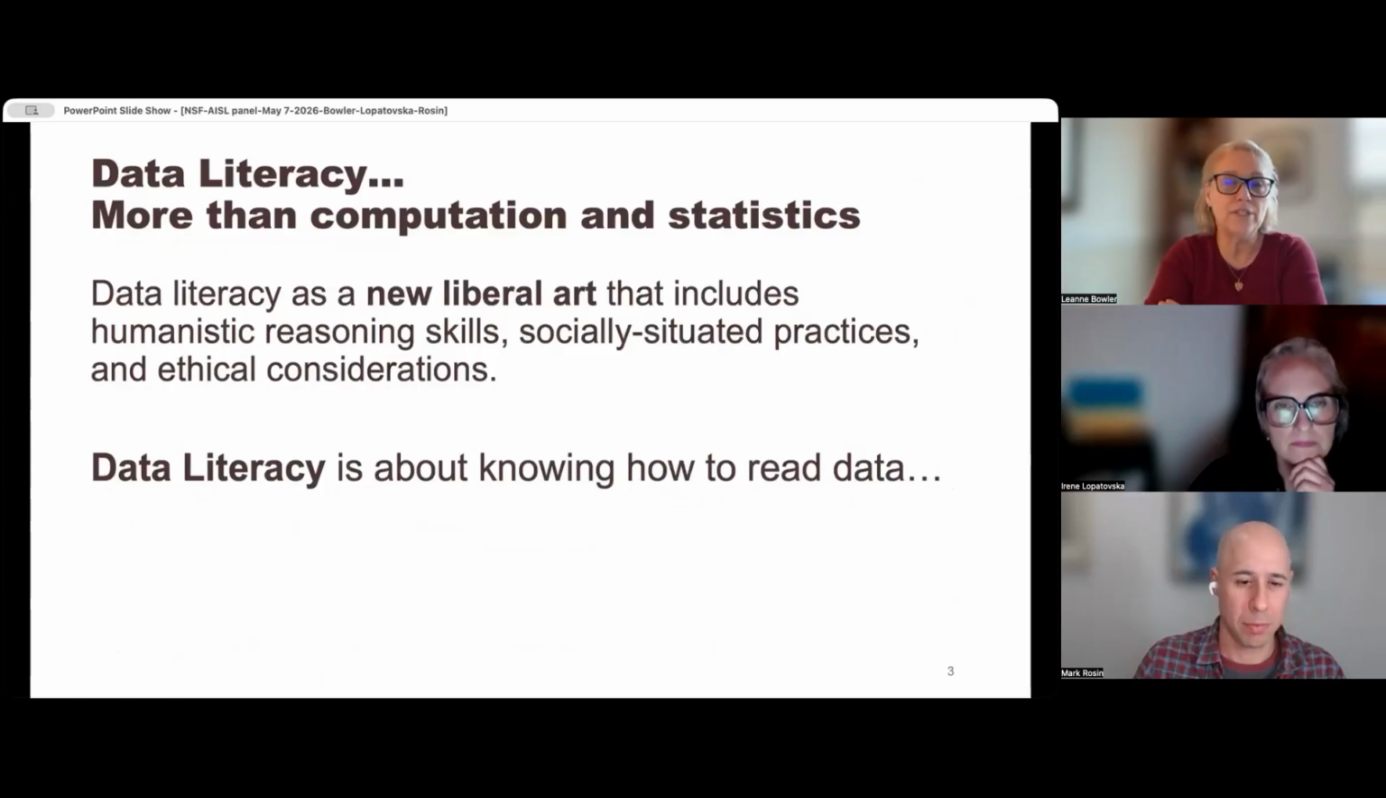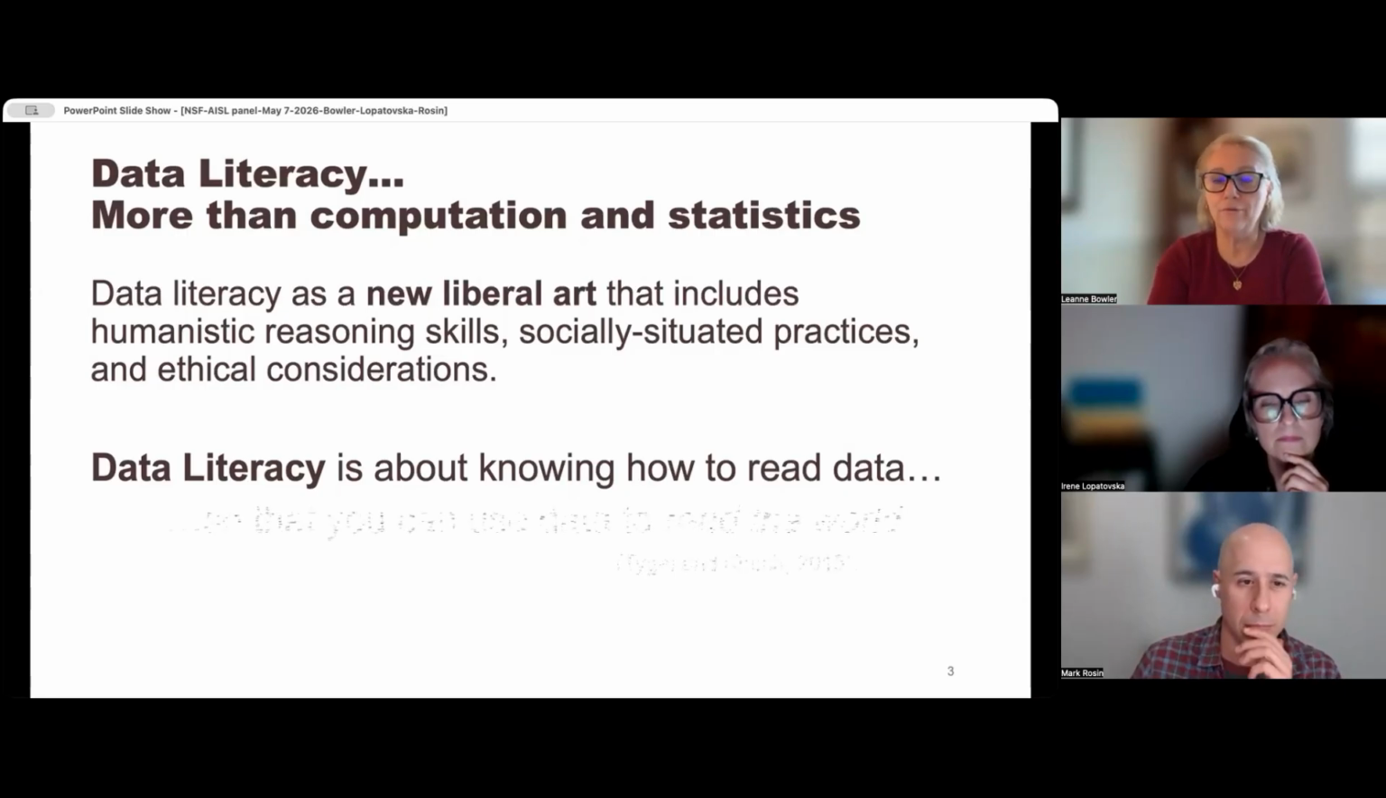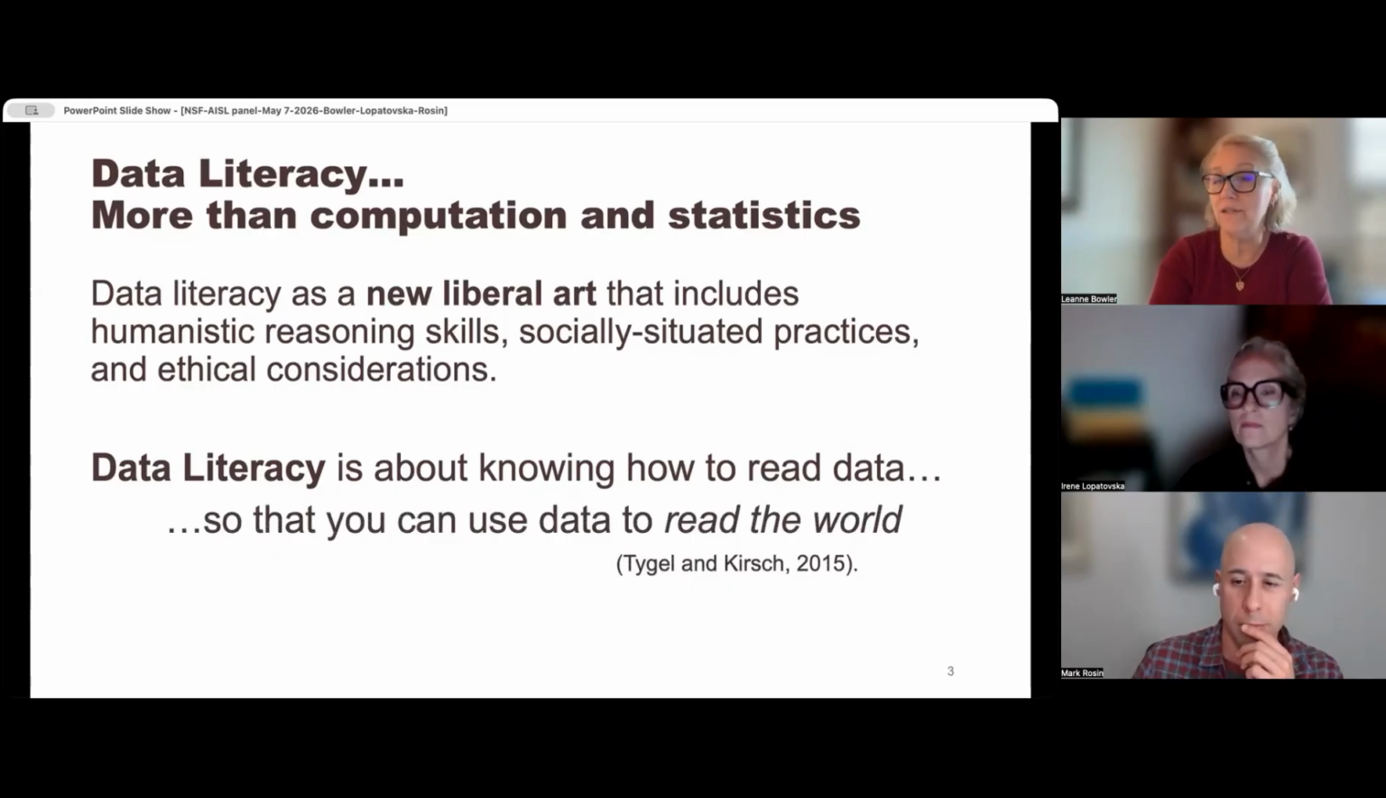Now we started with some ideas about what exactly is data literacy. And we think it's more than computation and statistics and math and coding. It does include that, but it's more. We thought of it as a new liberal art that includes humanistic reasoning skills, socially situated practices, and ethical considerations. In other words, a lot of critical thinking. And we thought, and still think, data literacy is about knowing how to read data so that you can use data to read the world.